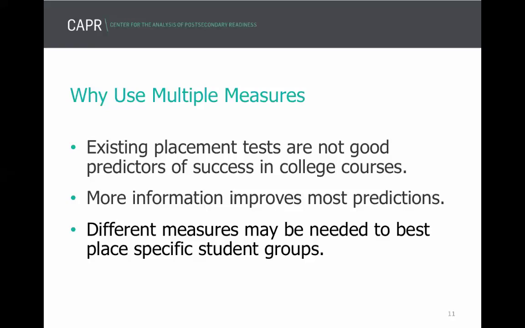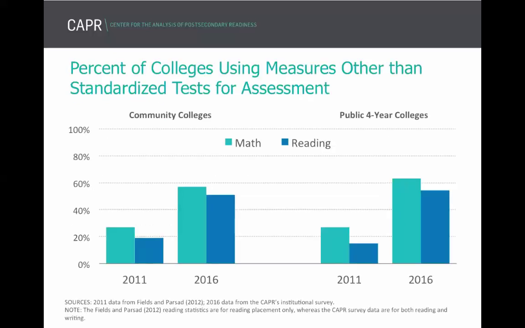All right. So why use multiple measures? We've seen that existing placement tests aren't doing a great job of predicting success in college level courses. Secondly, almost across the board, more information will improve predictions. And last of all, there are questions about whether it might be helpful to have different measures, for example for students who've been out of school for a long time, often called non-traditional students, and in general, looking across different subgroups of students to see if we can do a better job of placing them than we're doing with existing systems.